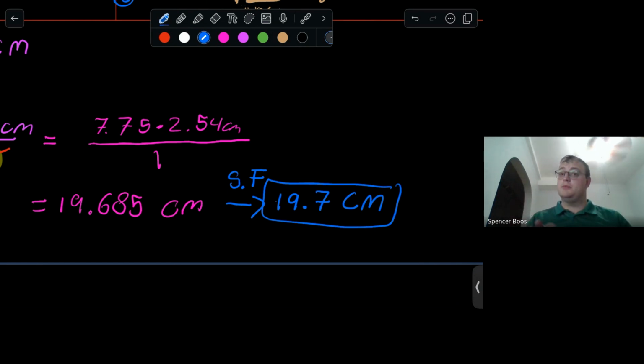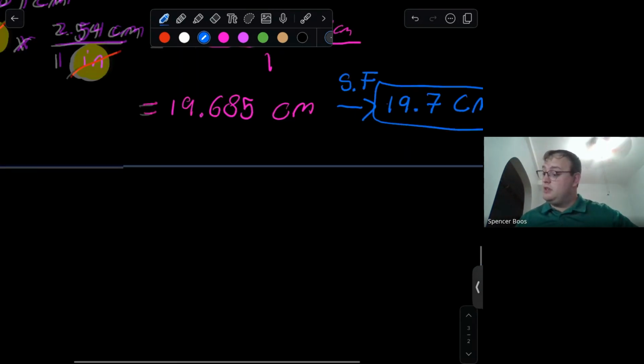We'll do another example, but don't forget to round to sig figs if you have measurements. Right? If you have measurements, that's the most important thing to do, is round off at the end. Let's do another one.